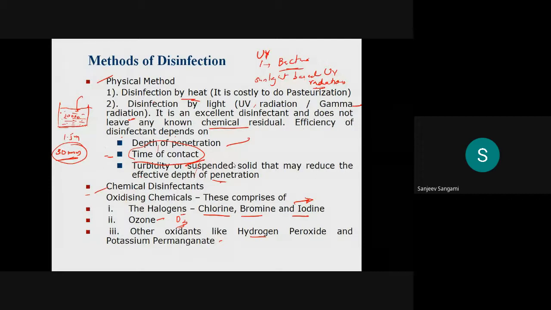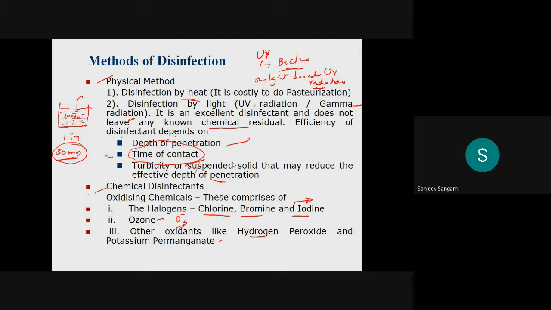We already know that in the electromagnetic spectrum there are many rays. Depending on the wavelength and frequency, they are applied to disinfect the water. Normally, UV radiation is applied to kill the pathogens present in water. It depends on the depth of penetration and the time of contact. Also, it depends on the turbidity of the sample or the suspended solids present in the sample, which we have discussed in detail.